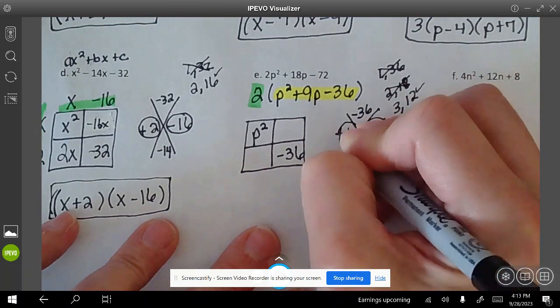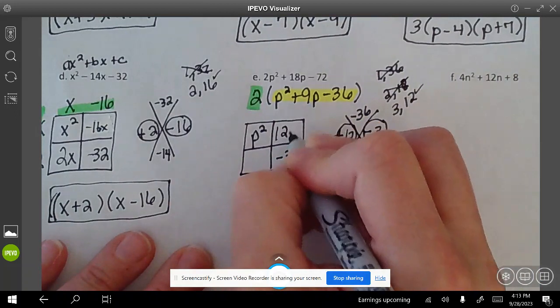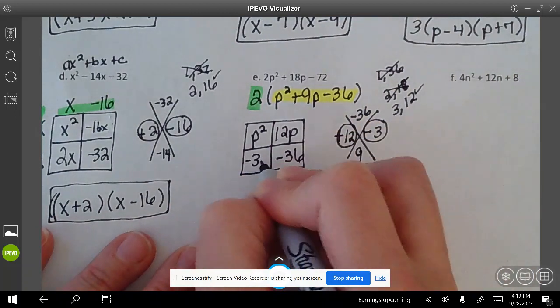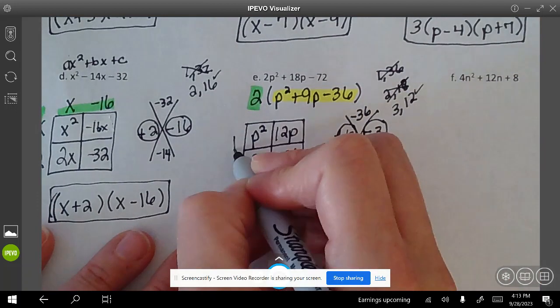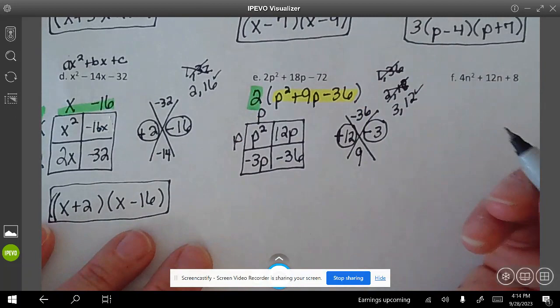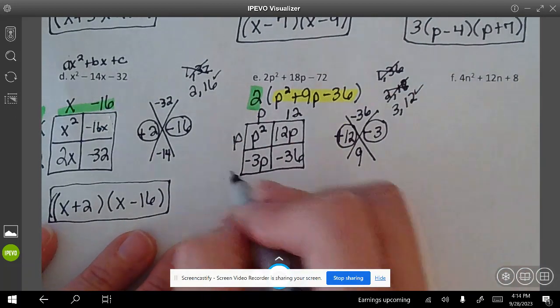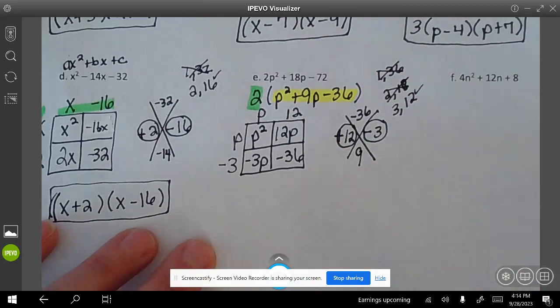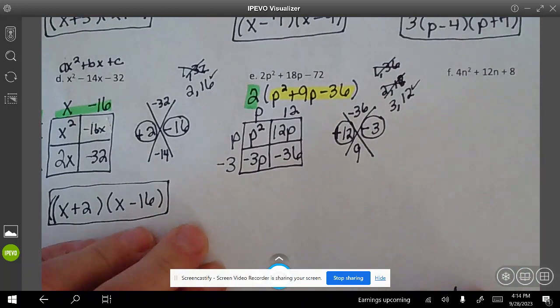And we're going to take these two numbers and put them in our box. So 12p and negative 3p. Greatest common factor across the top is p. P times p is p squared. P times 12 is 12p. P times negative 3 is negative 3p. And 12 times negative 3 is negative 36.